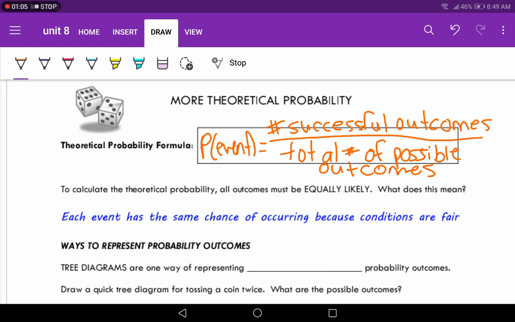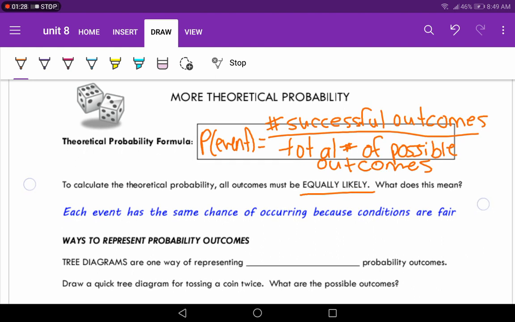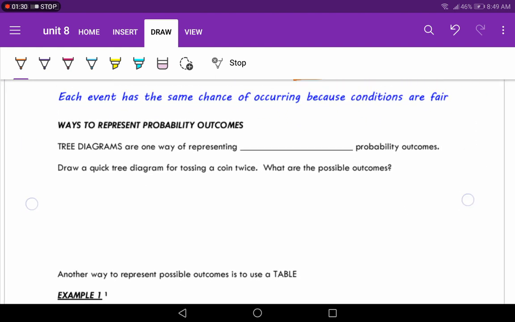To calculate the theoretical probability, all outcomes must be equally likely. So what does this mean? It means that each event has the same chance of occurring because conditions are fair. So again, a person is just as likely to roll a 6 as they are to roll a 4 on a die. Same with flipping a coin.